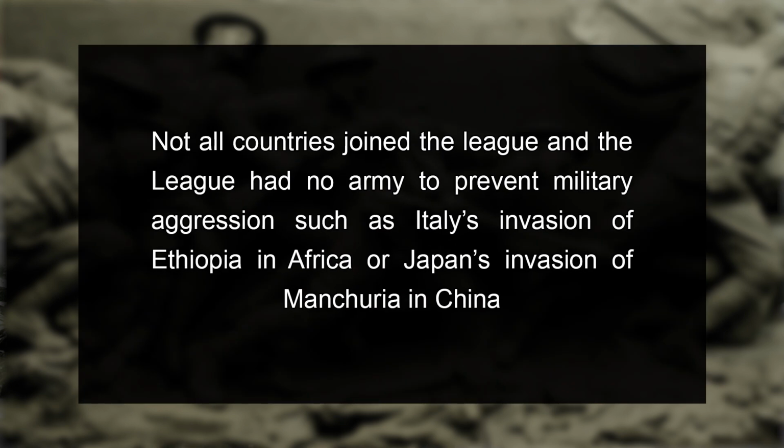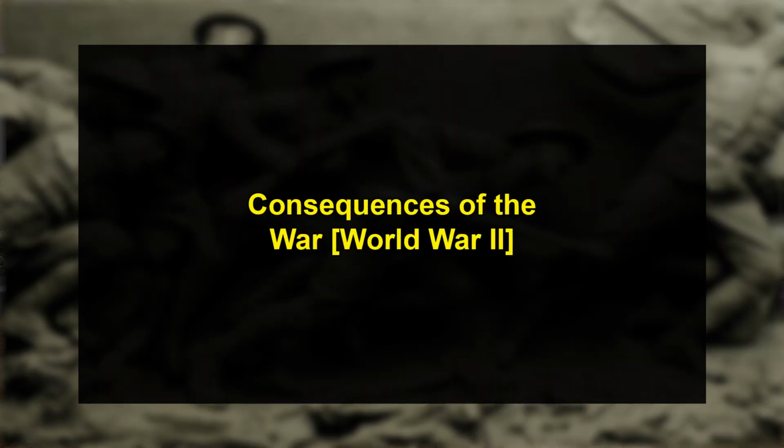Not all countries joined the League, and the League had no army to prevent military aggression, such as Italy's invasion of Ethiopia in Africa or Japan's invasion of Manchuria in China. These were some of the important factors that led to the Second World War. Now, coming to another section of this lecture, which is about the consequences of the war.